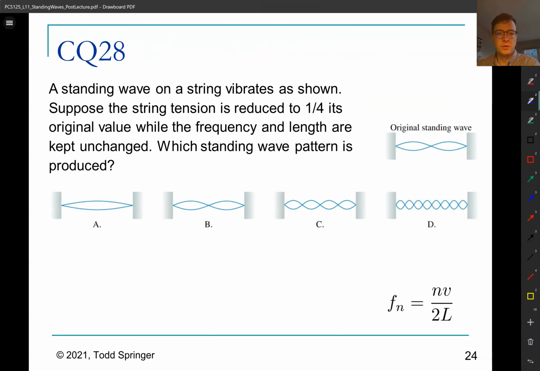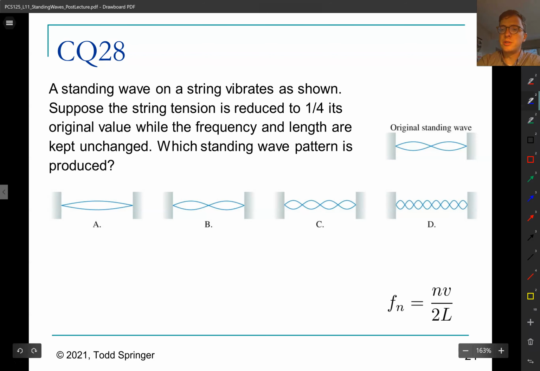Here's another clicker question. Suppose a standing wave on a string vibrates as shown, so that's this one here. Now you reduce the string tension to 1/4 of its original value, but everything else is kept unchanged. Which standing wave pattern will be produced? Pause the video, try and work it out yourself, and once you have an idea about which one you think is correct, come back and we'll work it out together.